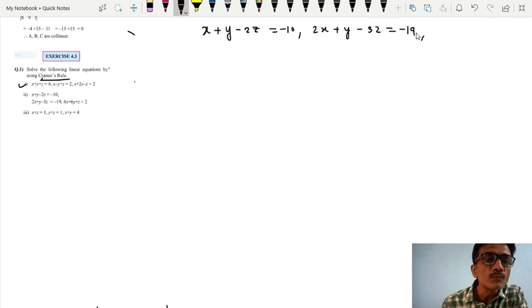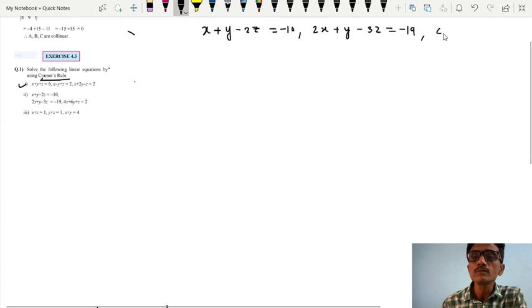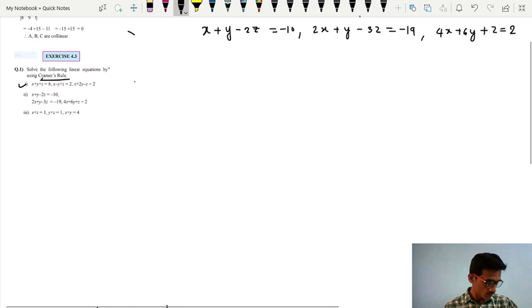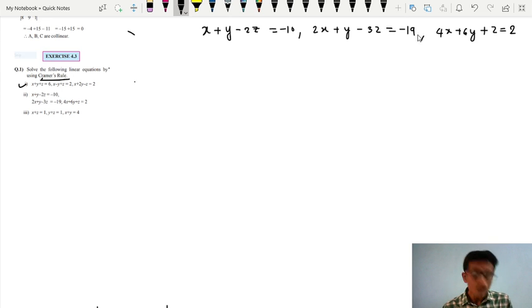Here 4x plus 6y plus z, that is equal to what? 2. See the question is this: x plus y minus 2z is minus 10, 2x plus y minus 3z is minus 19, 4x plus 6y plus z is equal to 2. So we solve it by Cramer's rule.